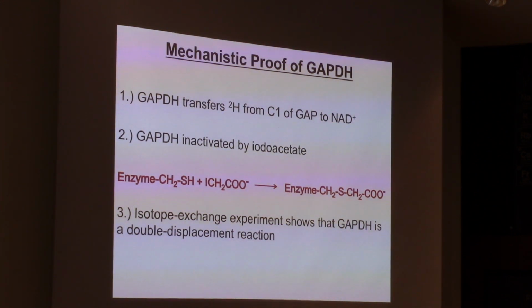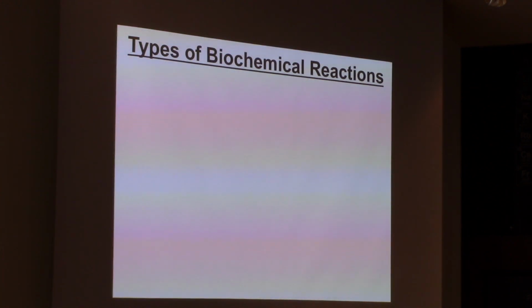Now the last point here is related to the isotope exchange experiment, and we will spend the rest of today talking about it. The isotope exchange experiment is going to offer proof that GAPDH is a double displacement reaction. Now you're scratching your head wondering what a double displacement reaction is. We haven't talked about double displacement reactions yet. And so I'd like to take this as an opportunity to tell you about two types of biochemical reactions that we're going to study this semester that occur in metabolism.